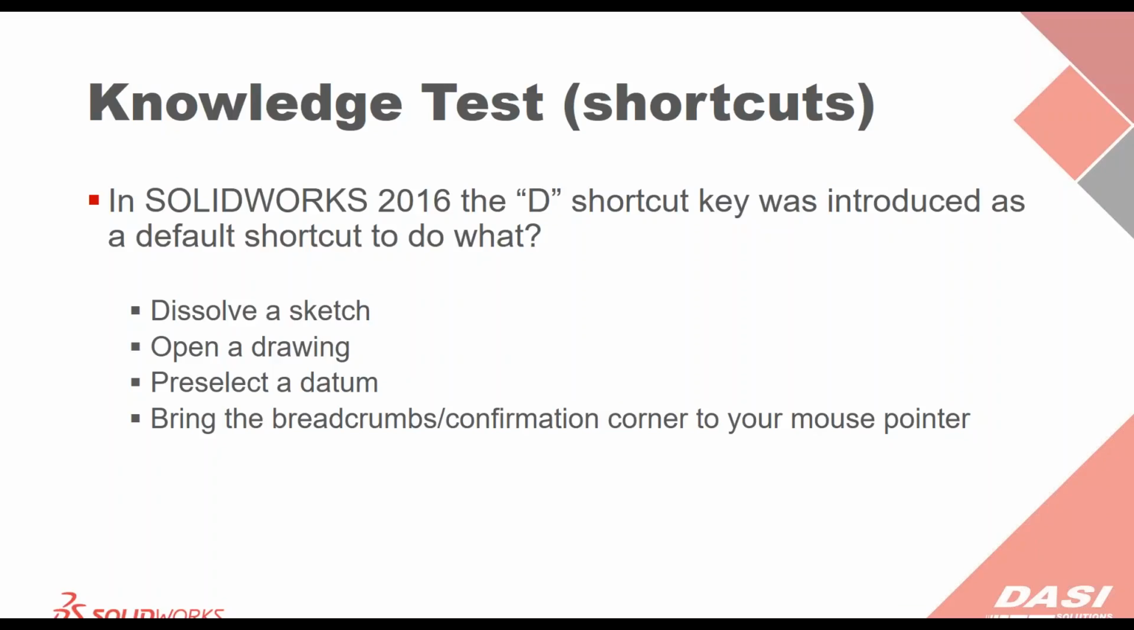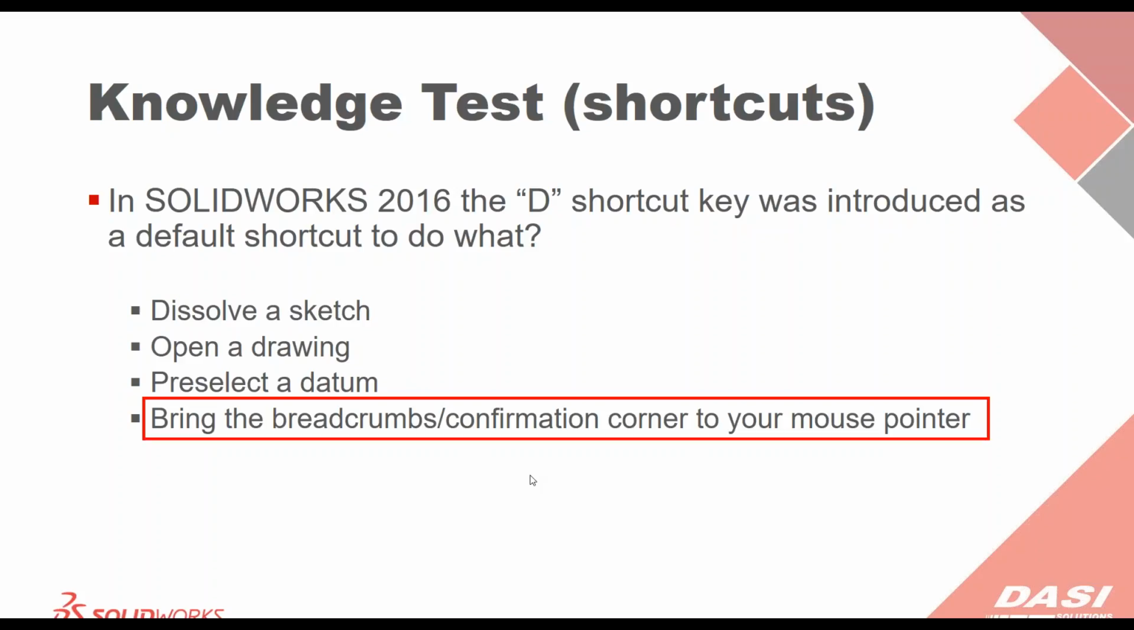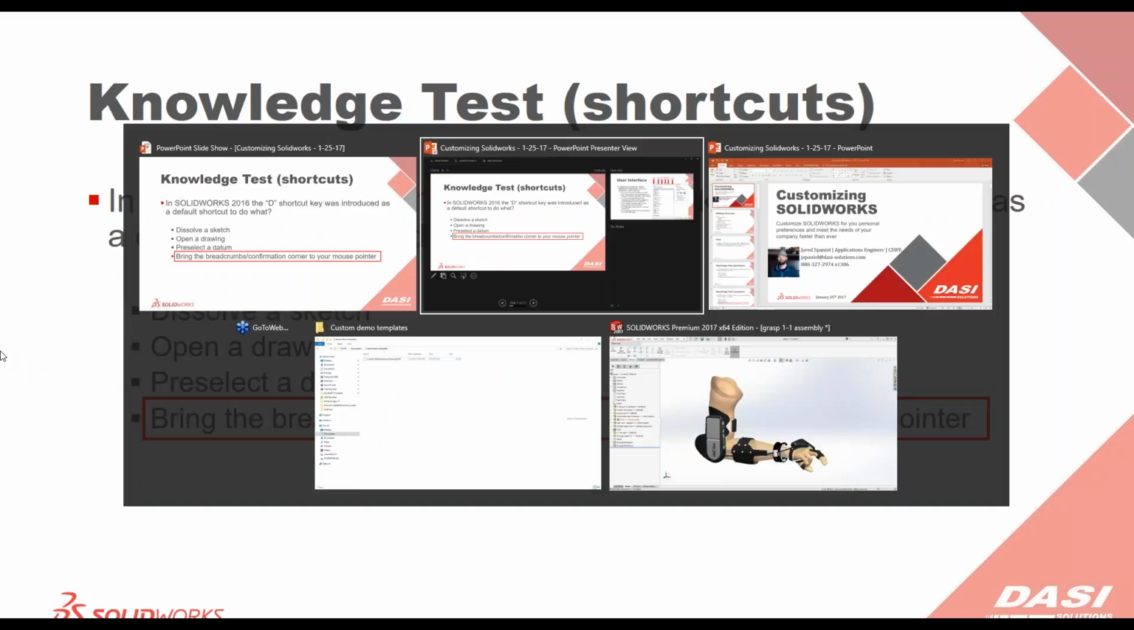So it looks like most of the people actually thought that the D key opened a drawing, which is actually not correct. It was bring the breadcrumbs confirmation corner to your mouse pointer. So I had a good number of people say dissolve a sketch, open a drawing, and then only about 22% said bring the breadcrumbs in. So because of that, I'll actually jump into SOLIDWORKS and I'll show you that.